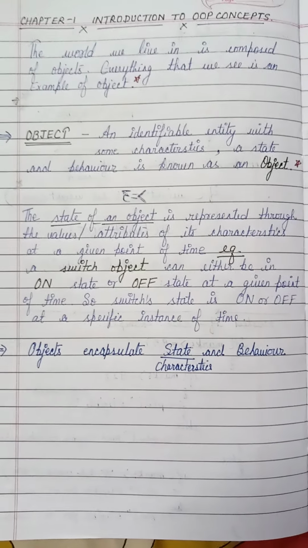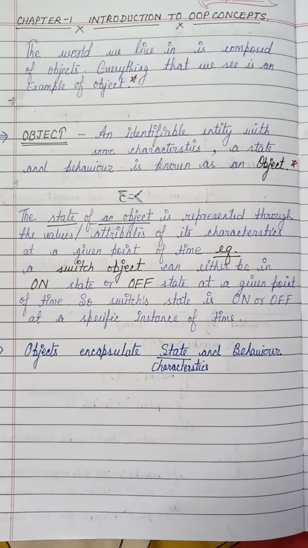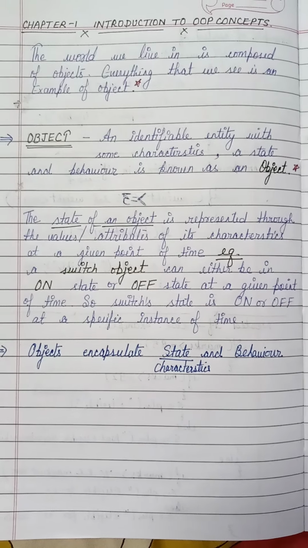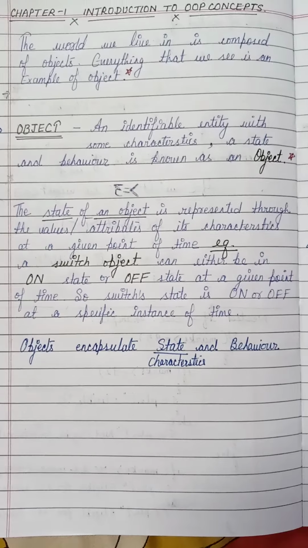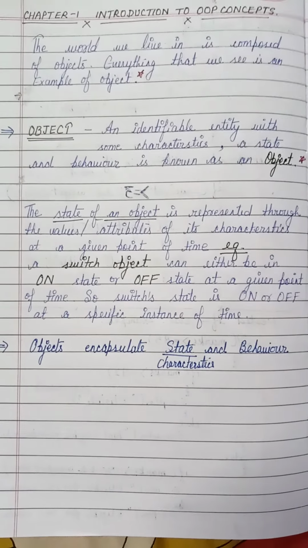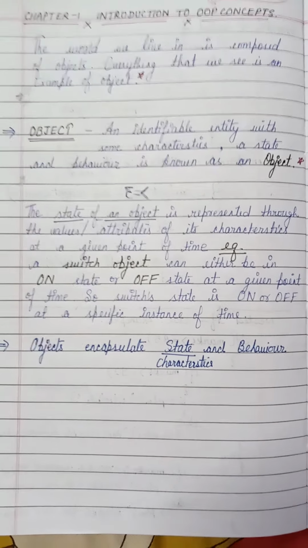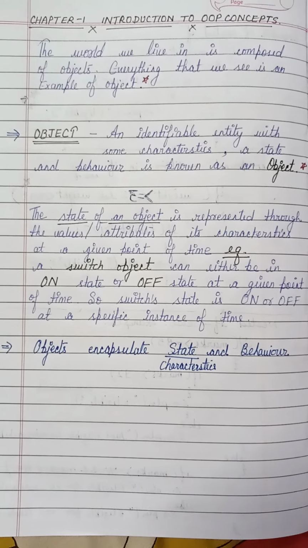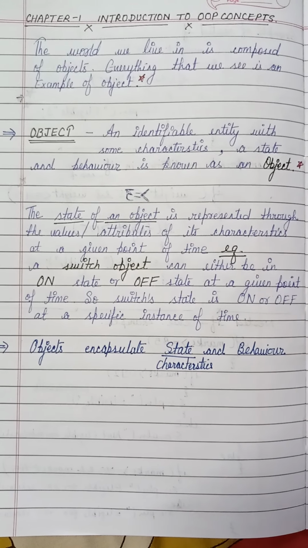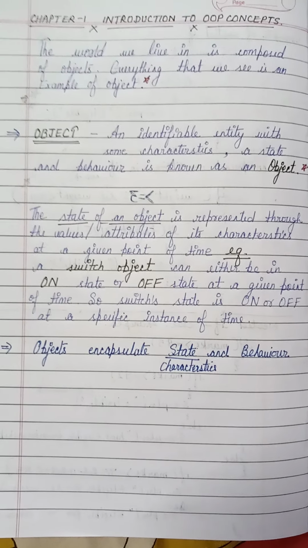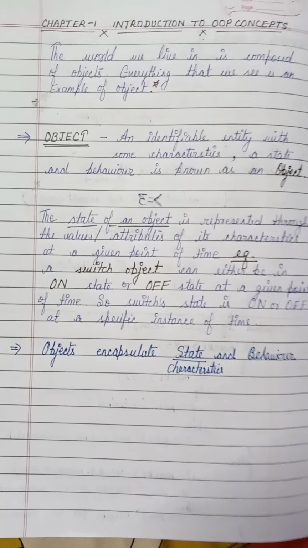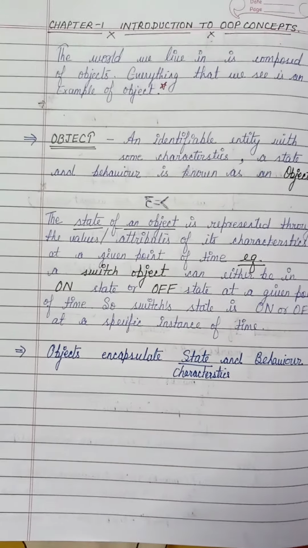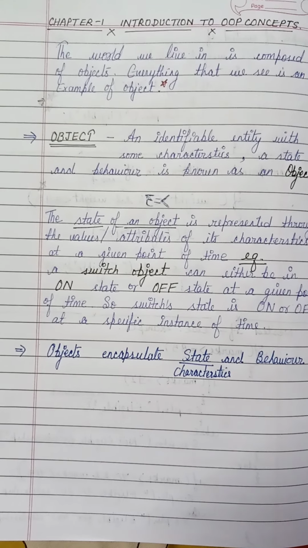Before that, we'll revise the object first. What is an object? The world we live in is composed of objects. Everything that we see is an example of object. For example, the chair you are sitting on, and the car, the pets in your house are also objects. We ourselves are examples of objects.